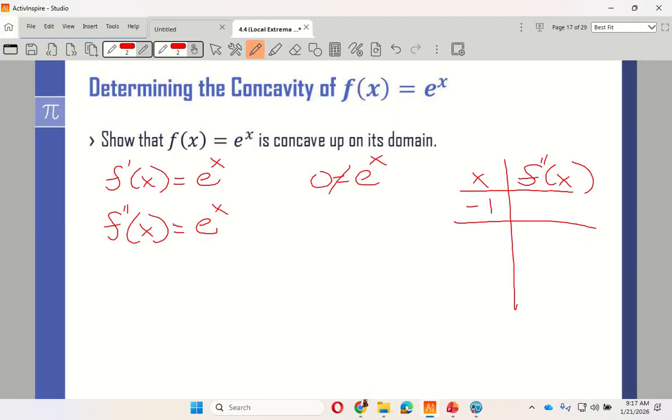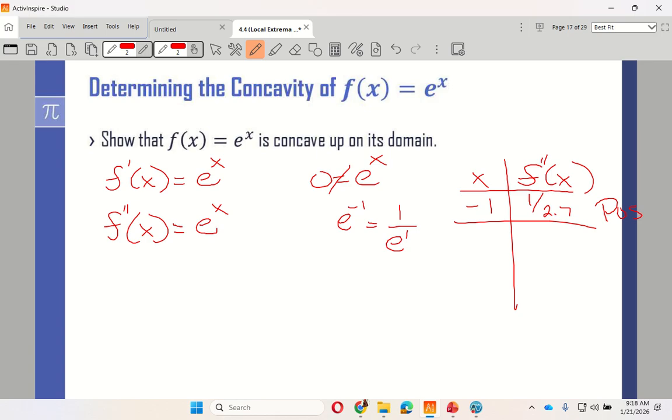So if it's -1, wouldn't it be e to the -1, which is the same as saying 1 over e to the first, which is 1 divided by 2.7, which is less than half. Is that positive? Yeah. It is positive. That's what I'm going for here. So this right here is positive. That's important because my second derivative, if it's positive, what do we know about the concavity? Yes, very good. It's concave up.